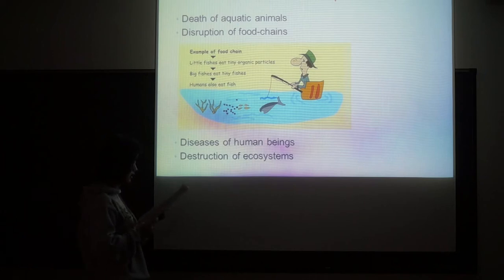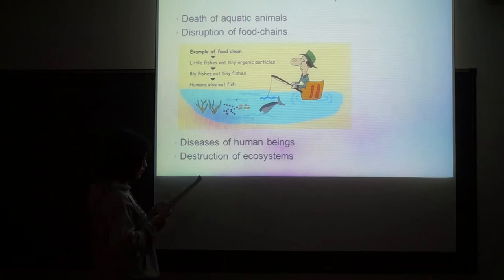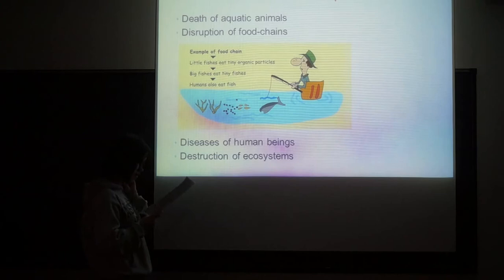Last one is the destruction of ecosystems. Ecosystems can be severely changed or destroyed by water pollution. Many areas are now being affected by careless human pollution, and this pollution is coming back to hurt humans in many ways.